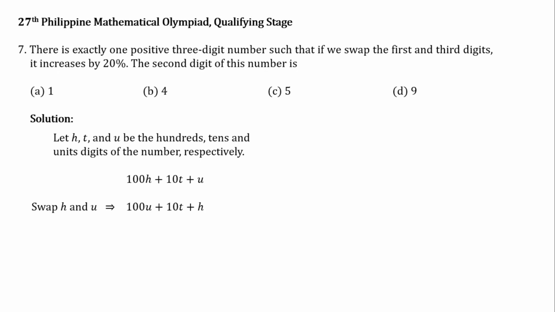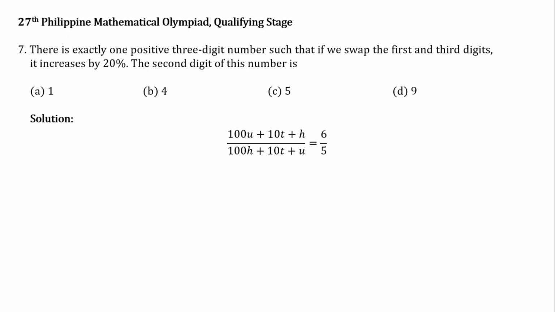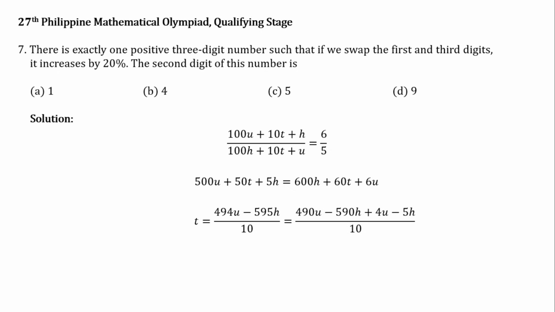So if we divide the new number by the original number, the result must be 6 over 5. So we have this equation. Clearing the denominators and then solving for T in terms of H and U, we must have T equals (494U minus 595H) all divided by 10. Now, what I'm going to do next is decompose the numerator into 490U minus 590H plus 4U minus 5H. Now, why did I do this?